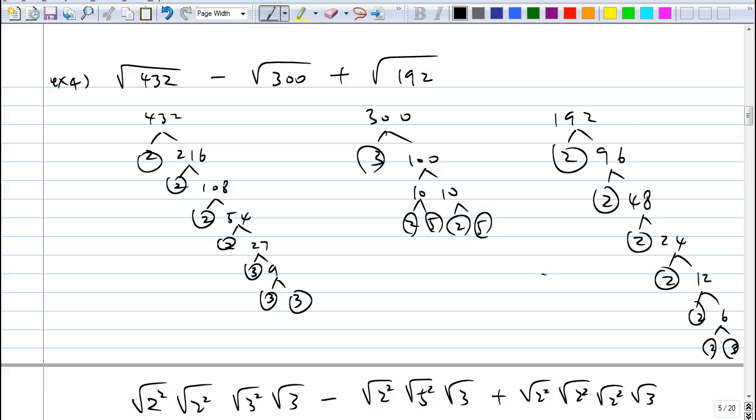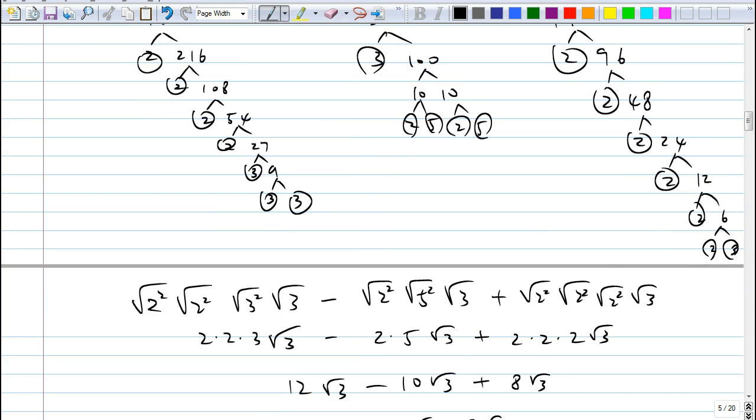How about Carly? What does the first term become when you simplify? 12 rad 3 minus 10 rad 3 plus 8 rad 3. That's what I got too. How many people got 12 rad 3 minus 10 rad 3 plus 8 rad 3? Very good. Okay, that's the hardest part. Of course, once you've done this, it's easy. So what's the answer then? How about, what did you get? Brandon, what did you get as your answer?